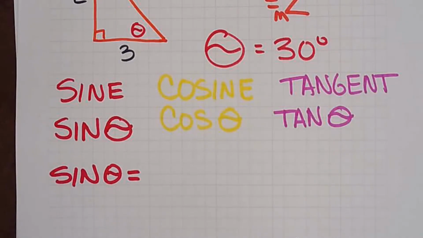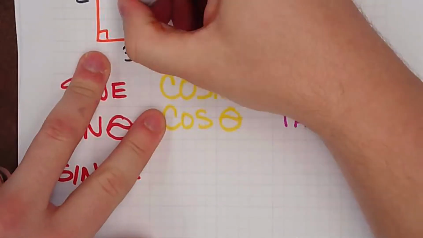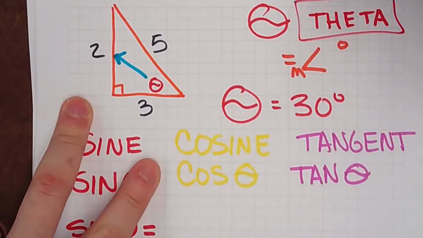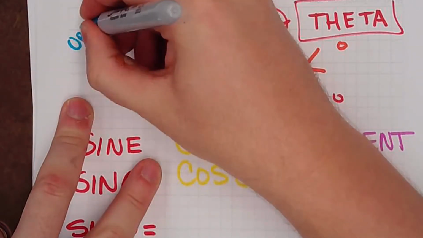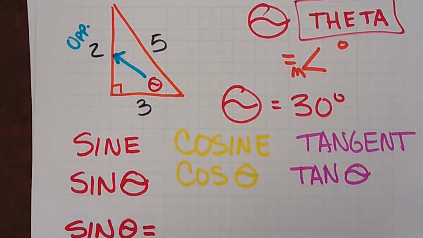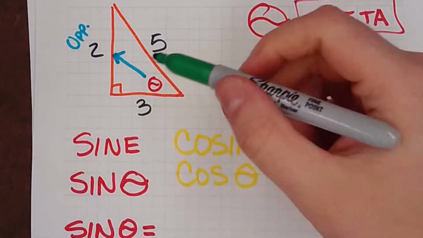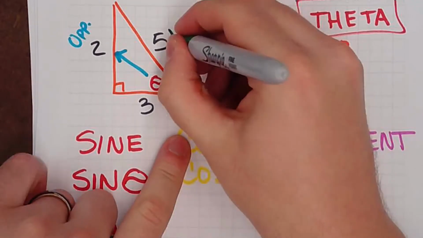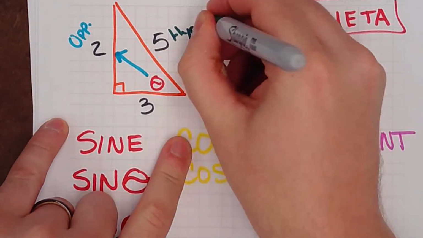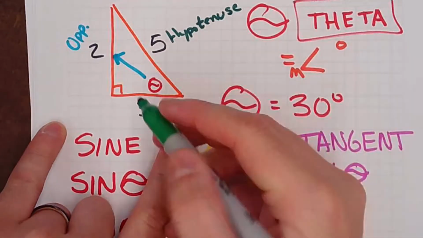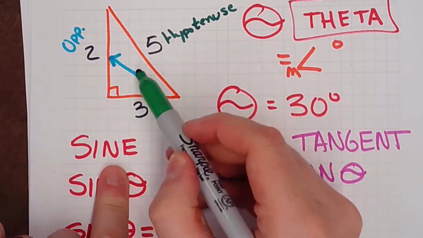It relates the opposite side, which is opposite theta, directly across. This is called the opposite side. And it also relates the hypotenuse. Now, which side is the hypotenuse? The 3, the 2, or the 5? The 5, because the hypotenuse is always the biggest side of a right triangle. It is also directly across from the right angle, always.